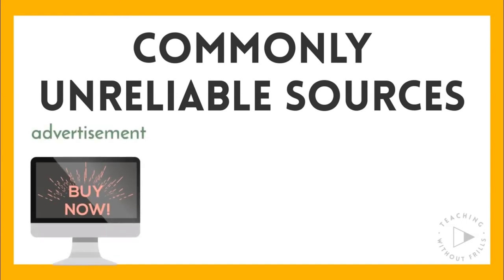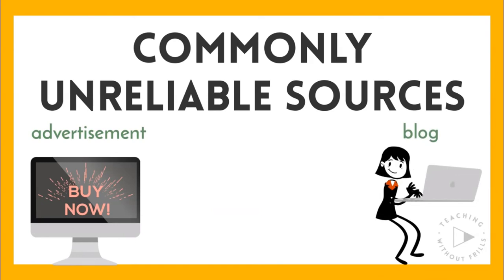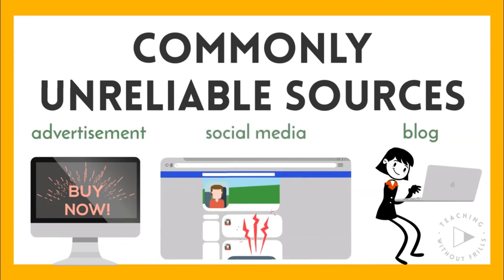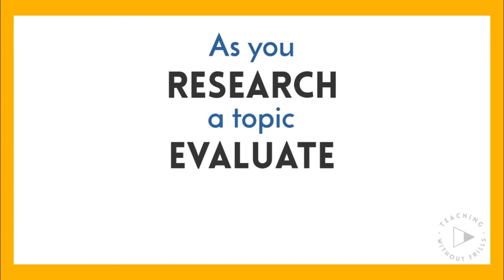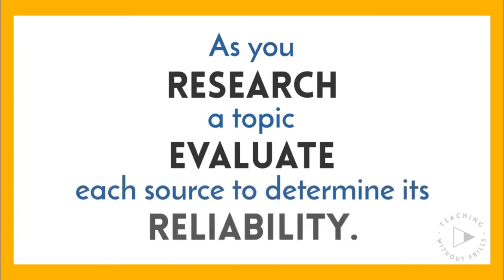There are a few types of sources that are commonly unreliable. An advertisement trying to sell a product, service, or idea probably won't provide the most objective information. A personal blog will describe the beliefs or opinions of an individual, but it may not represent the broader consensus on a topic or have supporting evidence. And social media posts often spread biased, inaccurate, or sensational information to influence users' opinions on controversial topics. So as you research a topic, evaluate each source to determine its reliability.